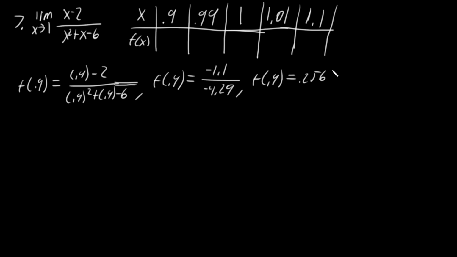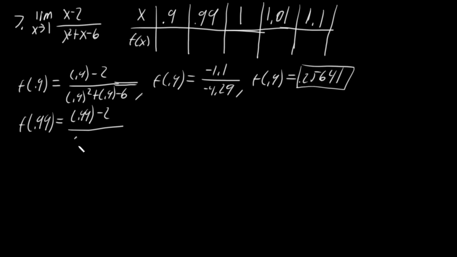This is our first clue. We don't know too much yet, as with the previous question, but hey, we're going to figure out a bit more as we go along. So for f of 0.99, we take 0.99 minus 2 again. We're going to do 0.99 squared plus the 0.99. We're just replacing x with 0.99. That's all we're doing, because that's the value we're inputting into this function here.